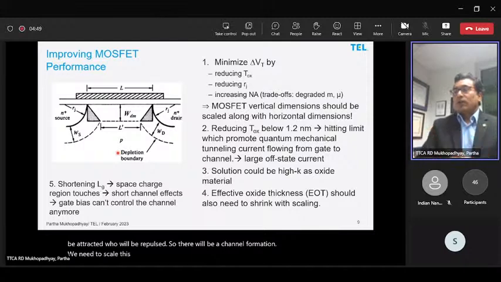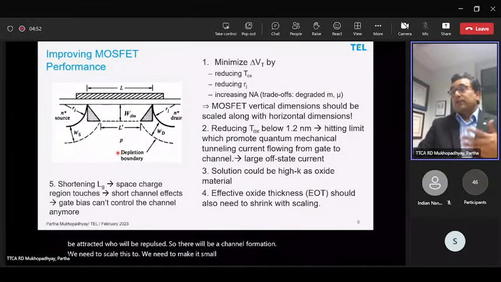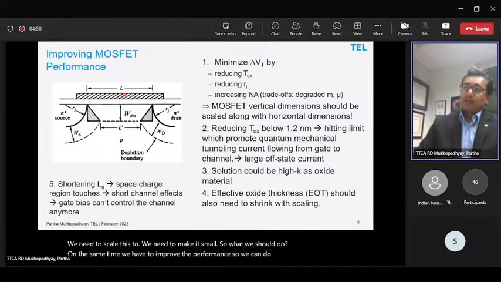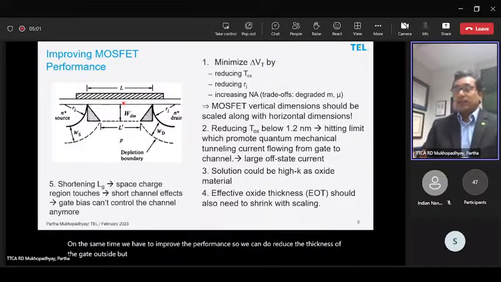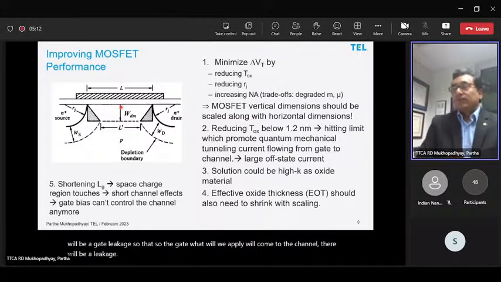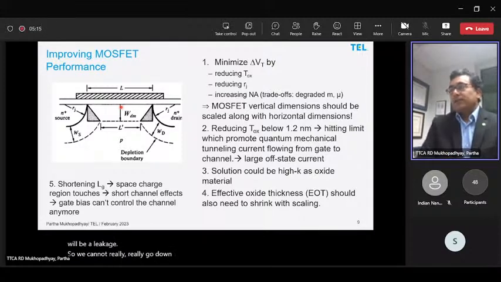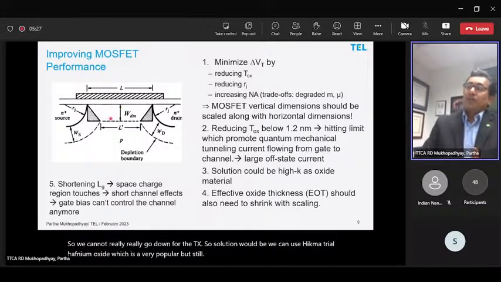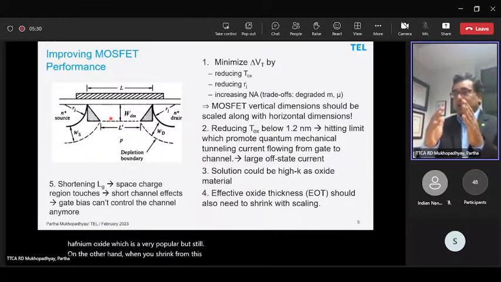Now, we need to scale this. So we need to make it small. So what should we do? At the same time, we have to improve the performance. We can reduce the thickness of the gate oxide, but that has an adverse problem. If we go really below a certain thickness, there will be a gate leakage. Whatever voltage we apply at the gate will leak to the channel. So we cannot really go down on the oxide thickness. The solution would be to use a high-K material like hafnium oxide, which is very popular. But on the other hand, when you shrink from this side, you have to shrink from that side also.